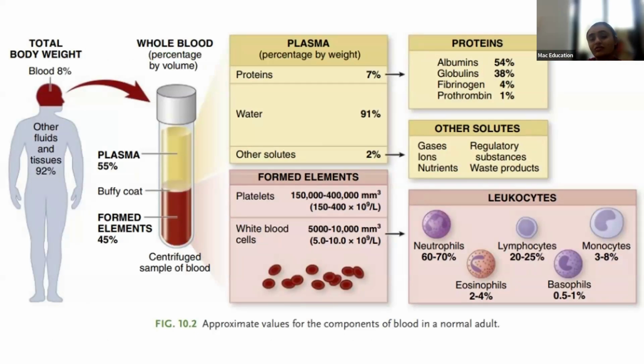What are the formed elements? Platelets, WBCs, and RBCs. What are the types of WBCs? Neutrophils, lymphocytes, monocytes, eosinophils, and basophils. So these are the components of whole blood.